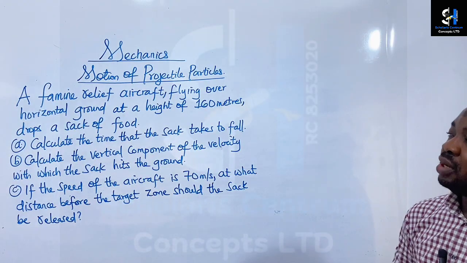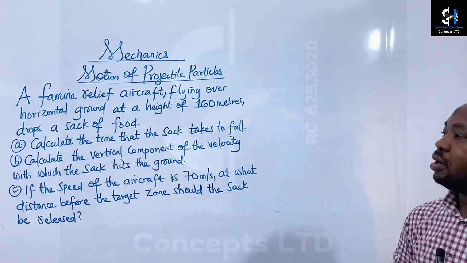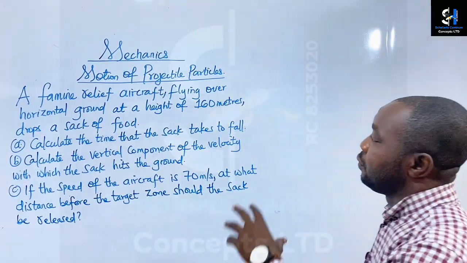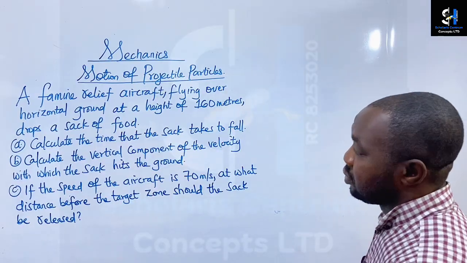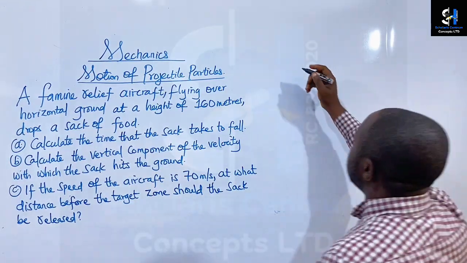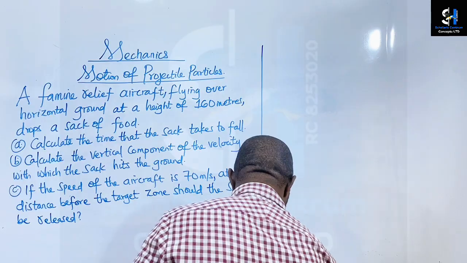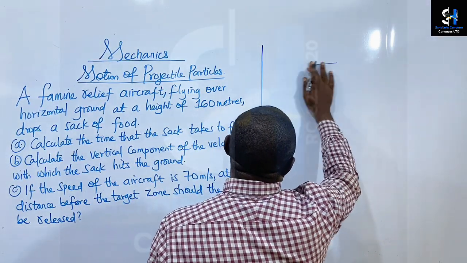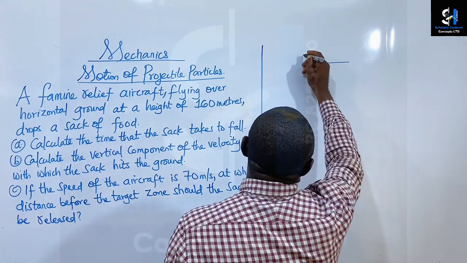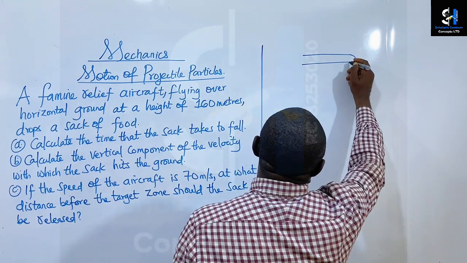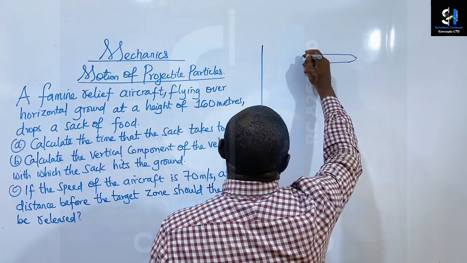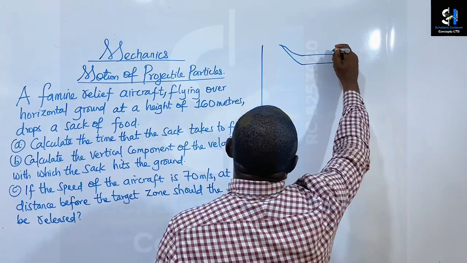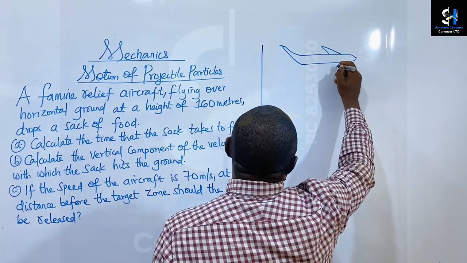Okay, so a farming relief aircraft flying over horizontal ground, at a height of 160 meters, drops a sack of food. So that means this is what we have. Let me draw it this way. This is a farming aircraft.